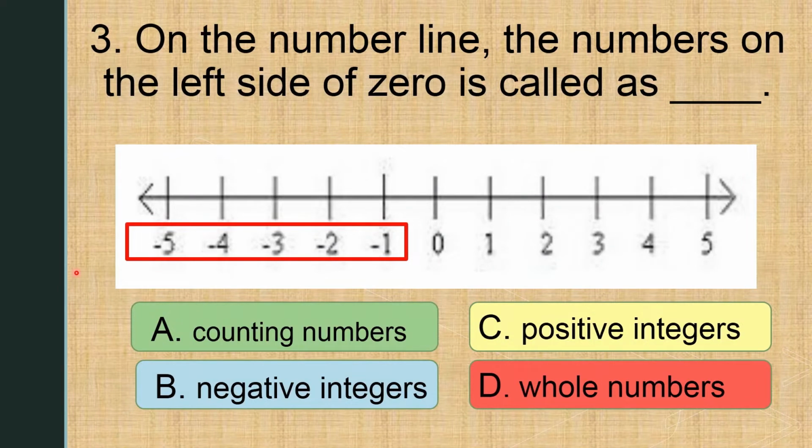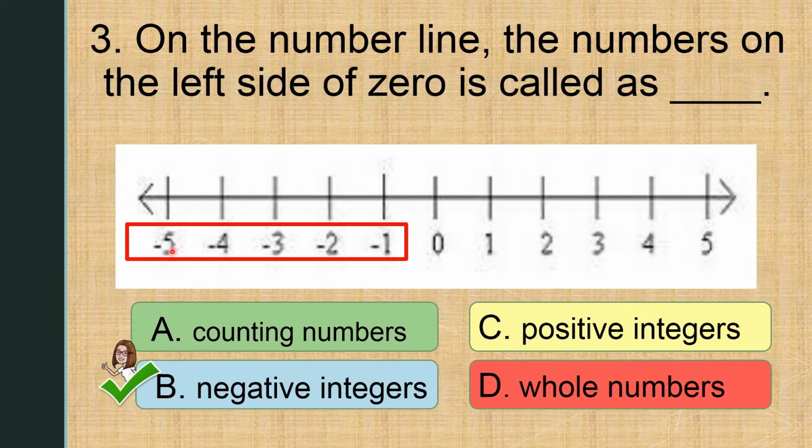And the correct answer is letter B. Negative integers. Yes, because we read them as -1, -2, -3, -4, -5, and the pattern, you know that this goes on up to negative infinity. And they are the opposite of the positive integers, which are found on the right side of 0.